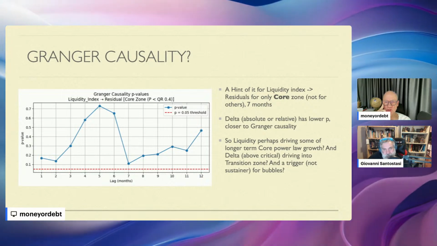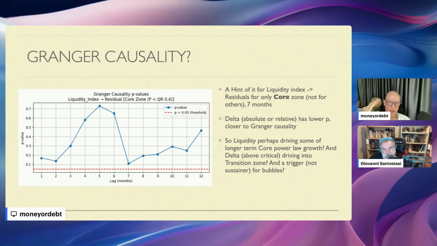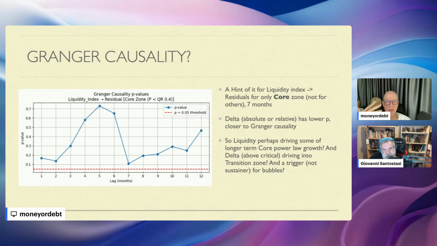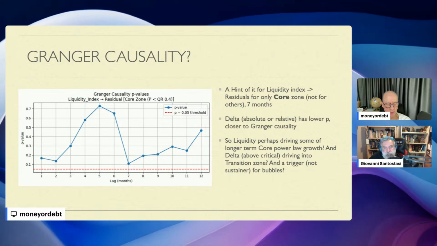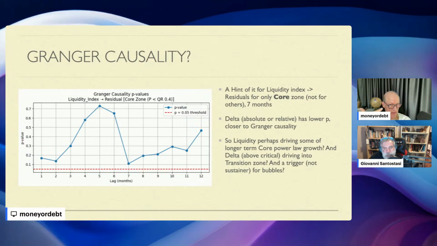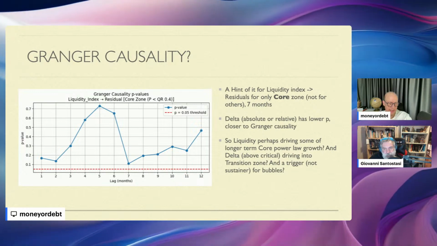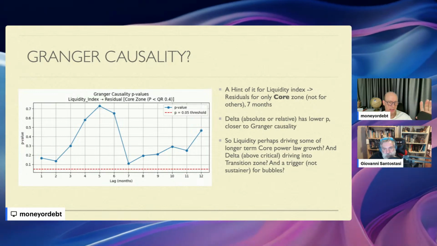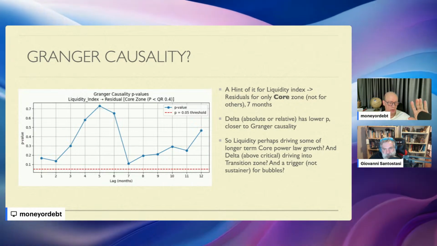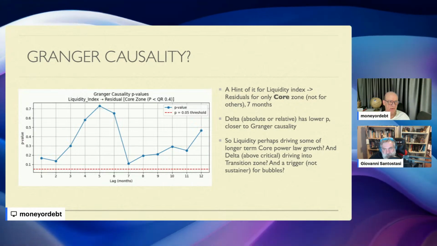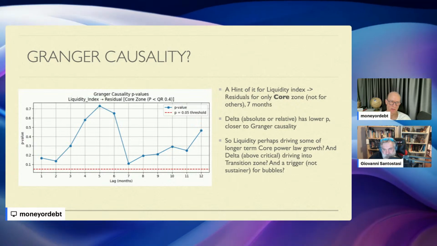This one is just the straight liquidity index and the residuals. And we see it, but not as well. But now it's in the core zone. It's not in the transition zone. Now, this makes sense if you step back and think about it. This is the liquidity index, so this is the long-term thing. So it's helping, actually, growth of long-term liquidity is helping to drive the core power law behavior.